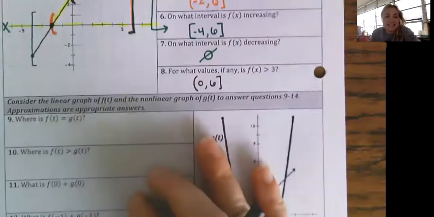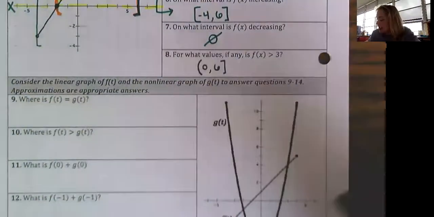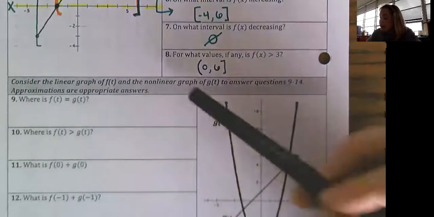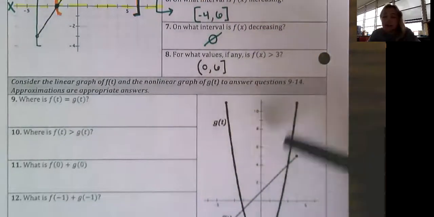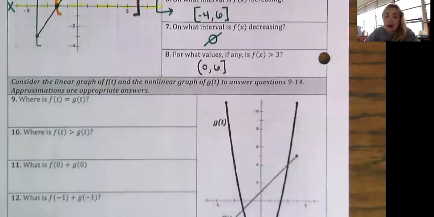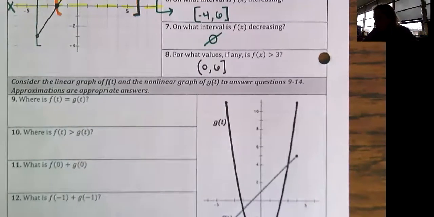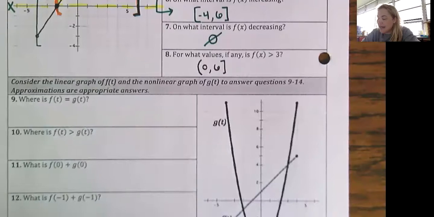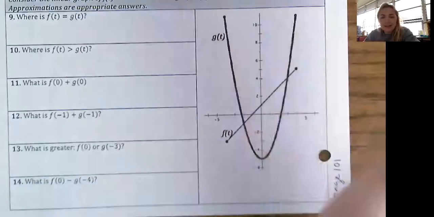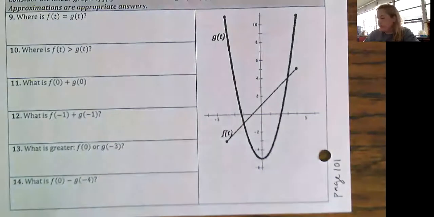Okay, if we look at these, it says consider the linear graph, which is f of t, the straight line, and the nonlinear graph, g of t, and you're going to answer questions 9 through 14. Approximations are appropriate here because sometimes you're going to have to approximate where something is. So it asks us when or where does f of t equal g of t? So ninth graders, when do the two graphs equal one another?